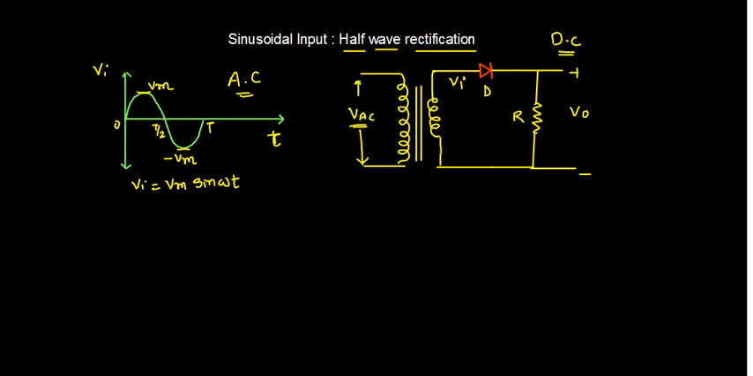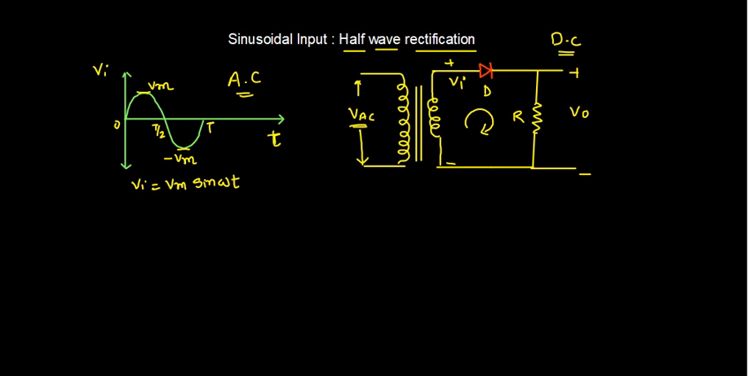Now for this circuit, we'll consider step by step what will happen for the first half cycle. You can see over here the first half cycle, and after that we will also check what will happen to the second half cycle. Now let us check for the first half cycle, that is the positive half cycle, what will happen to the diode. For the positive half cycle, here is a plus, here is a minus, and the current direction will be this side.